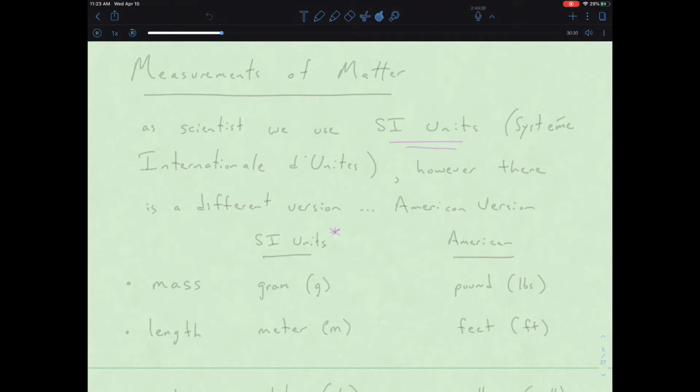Now, in order to quantitate matter, we need to take measurements. So let's talk about the measurements of matter. And we really have two different styles of units, I suppose, if you will. We're really interested in SI units.